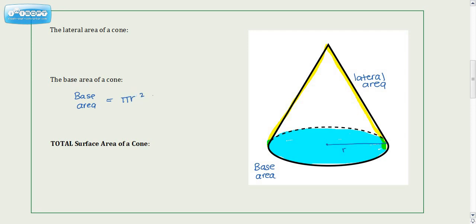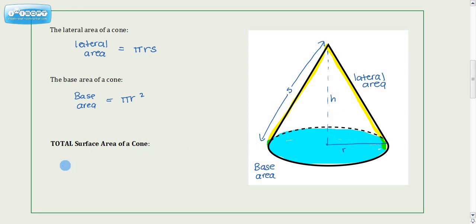Now the lateral area will need the height, which we call h, and the slant length, which we'll call s. There's some derivation in it which we don't really need, so I'll just tell you that the lateral area is simply equal to pi r s. Take pi, multiply it by the radius, multiply it by the slant length s. So we need the slant length, not the height, in this case.